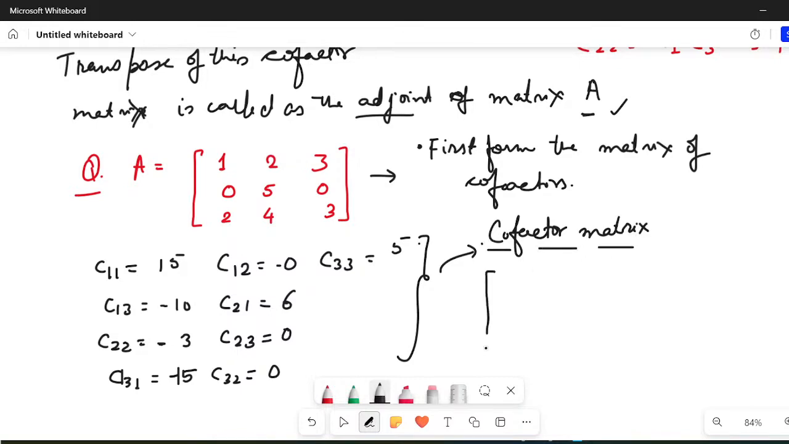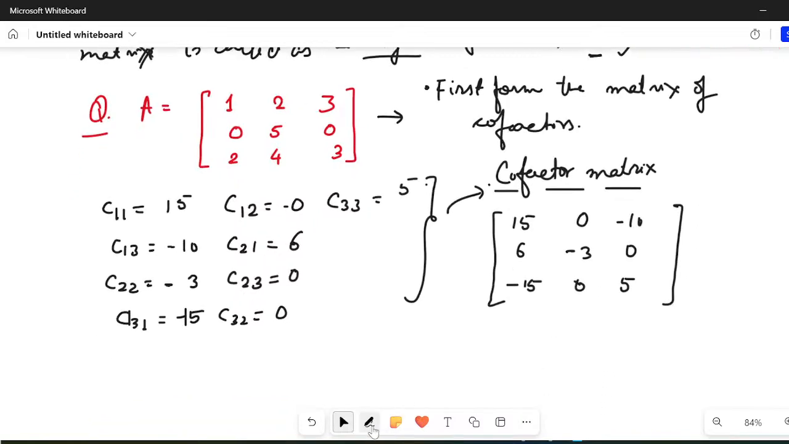And what is a cofactor matrix? This is how you construct your cofactor matrix. C11 is 15, you already know. C12 is already 0. C13 is minus of 10. Then you have 6, then minus 3, then 0, then minus 15, then 0, and then 5. And then you can take a transpose of it, and then you can find your adjoint.